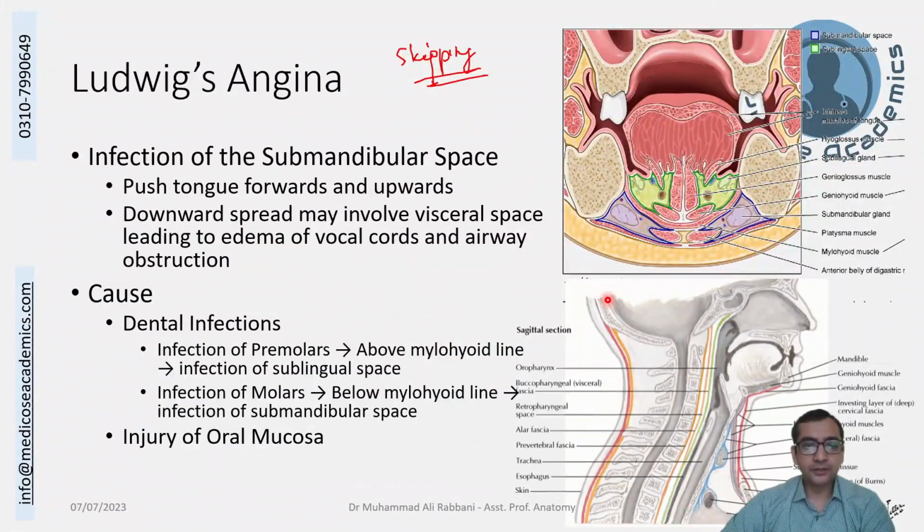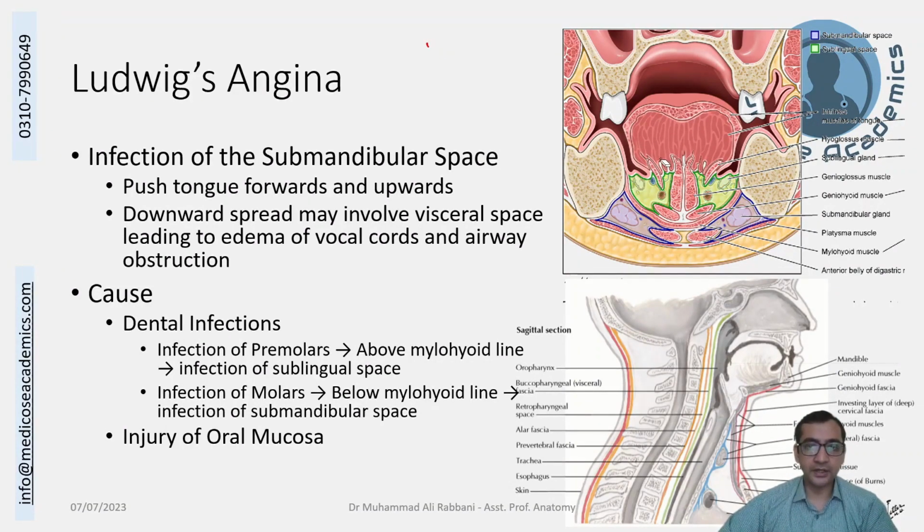So that's about the different infections. I'm not going into much detail of the sublingual space. It is present above the mylohyoid muscle and below the mucosa of the tongue. Just keep this particular point in mind, and then we will discuss it when we discuss the oral cavity. So the infection of the submandibular space is known as Ludwig's angina, and it may go behind and above into the sublingual space.